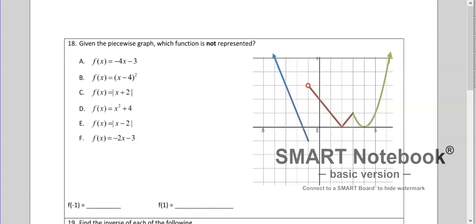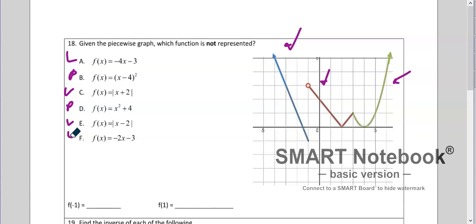All right. Given this graph, which function is not represented? So you just got to look. So here we have a line, absolute value, and a parabola. Okay? Now, over here, I'm just going to put some code here. This is a line. This is going to be a parabola. That's going to be absolute value, parabola, absolute value, and a line. Now, notice my line has a negative slope. Okay? So A and F both have a negative slope.